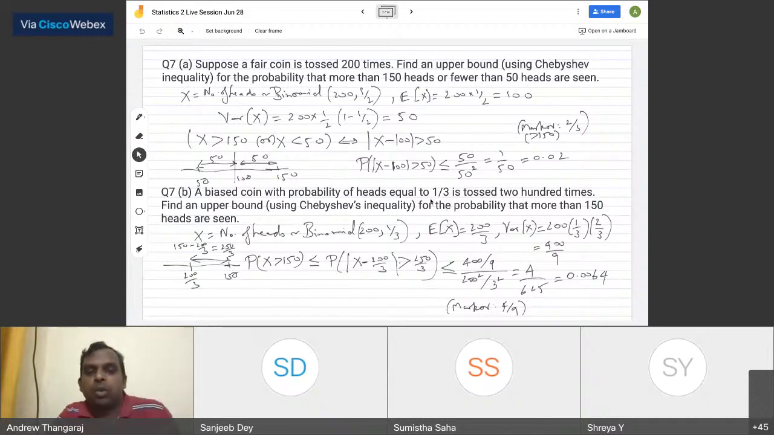Okay, so the next part B of this question is a biased coin. The probability of heads equals 1 by 3 is tossed 200 times. Once again, identify the random variable. First step is number of heads. That's binomial.